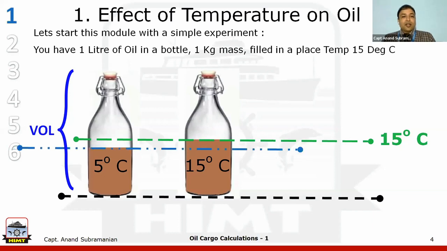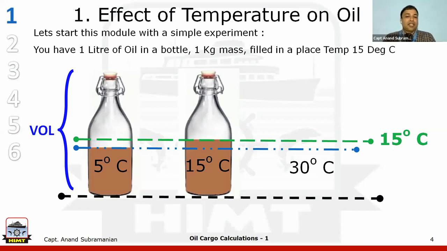All right. So what I'm going to do is I'm going to put a small mark over there, again a blue line, which signifies the oil is at 5 degrees Celsius. Now the next experiment, we have this 15 degrees over there as a standard, so we are going to increase the temperature of the oil. What will happen to this oil if we take it to a place of temperature 30 degrees Celsius? Will the oil remain at 15 degrees or at 5 degrees Celsius, or what would happen? Volume increases.